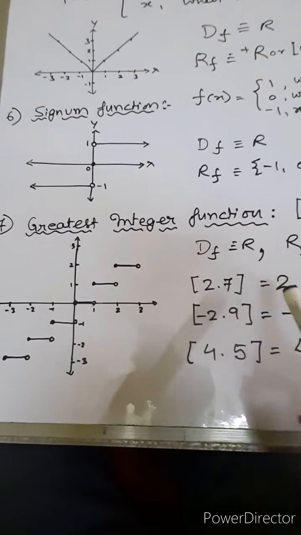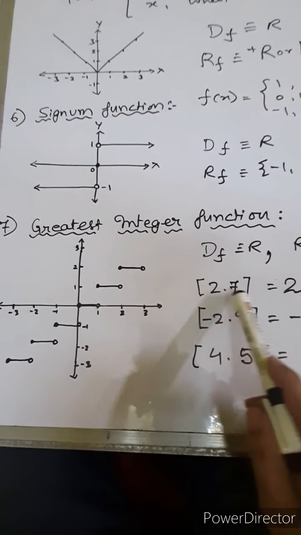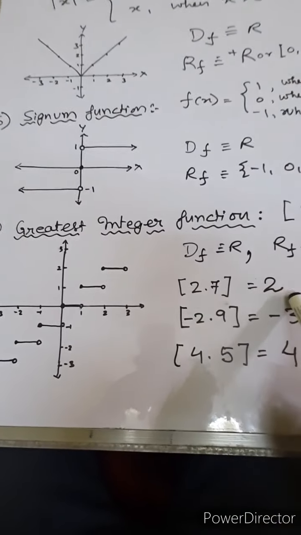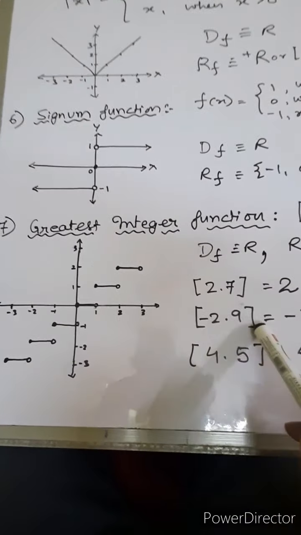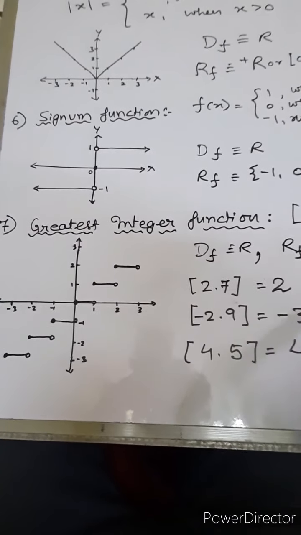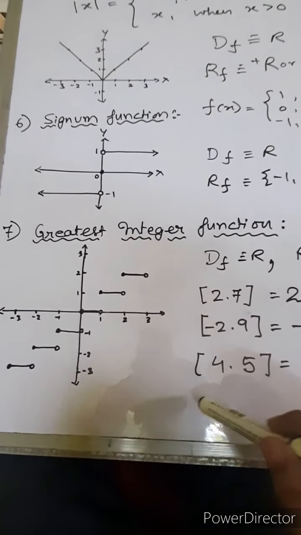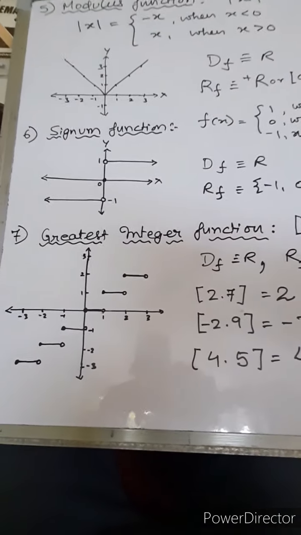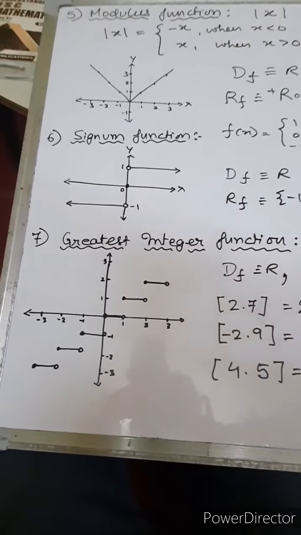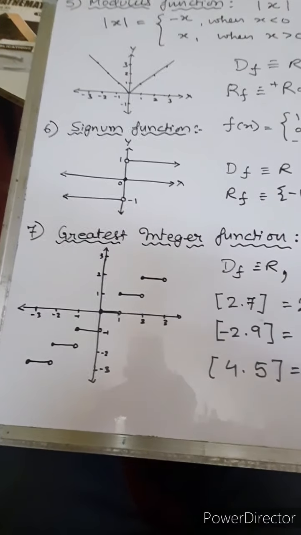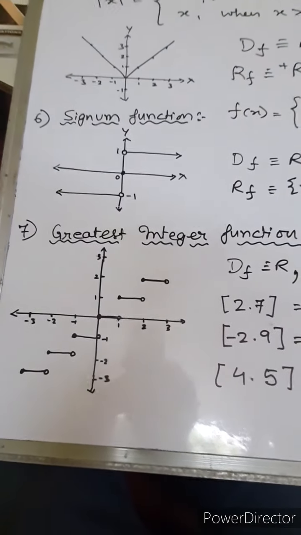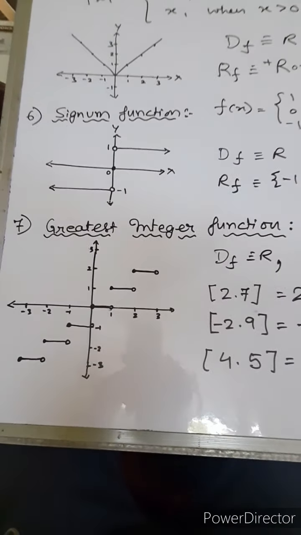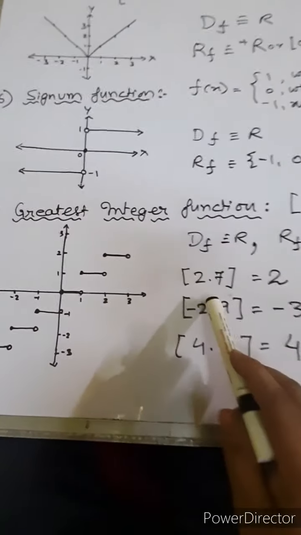That means if you write 1.5 here in the square bracket, the value of the function will be 1. If you write 1.7 in the square bracket, the value of the function will be 1. 1.9 in the square bracket, the value of the greatest integer function will be 1. That means for all the values between 1 and 2, the value of the greatest integer function will always be 1. Okay. So let's discuss a few examples.